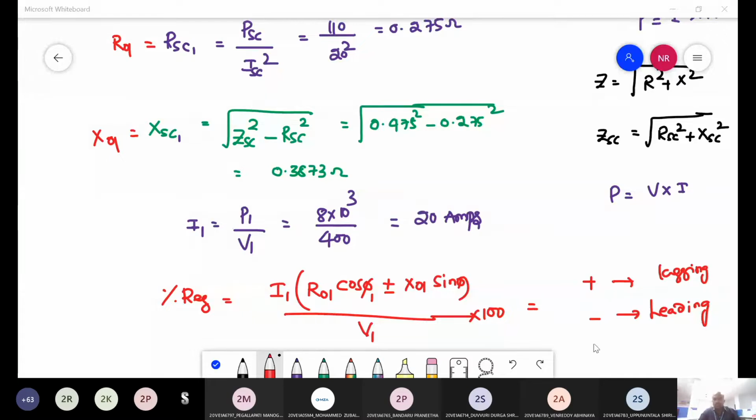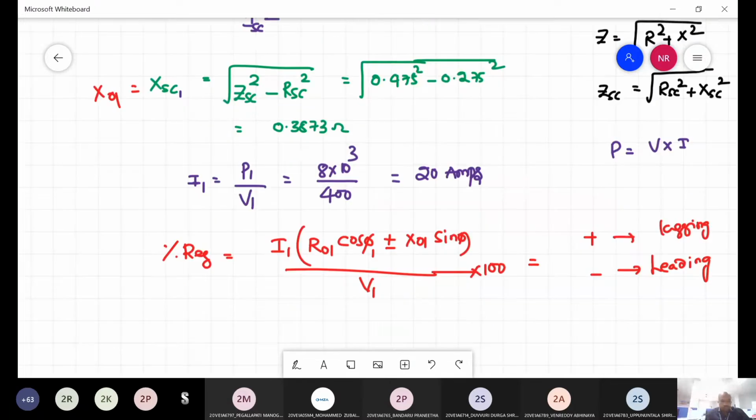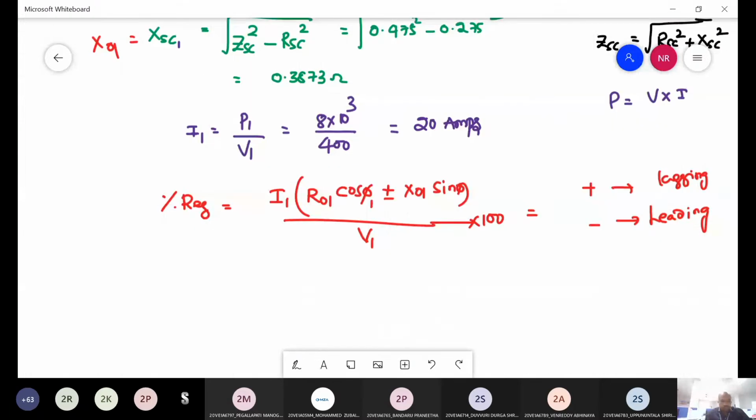Yes, so now are you able to see the whiteboard? Yes, sir. Okay, so here in that book it is clearly given. Current is just what we calculated, this is the current value. Then R01 cos phi 1, it is 0.8. Then here it is plus sign, and that is 0.3873 sin phi.